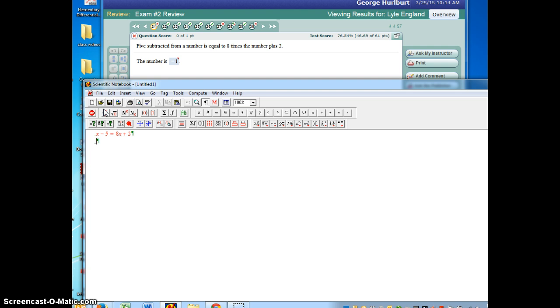I subtract the 8x on both sides. That's going to give me negative 7x minus 5 equals 2. Add 5 to both sides. Negative 7x is 7. And finally divide, x equals negative 1.